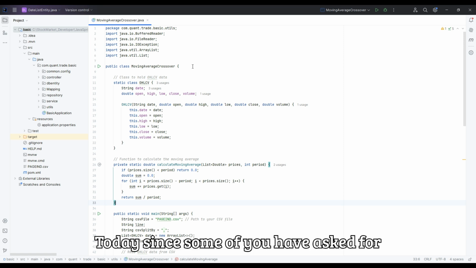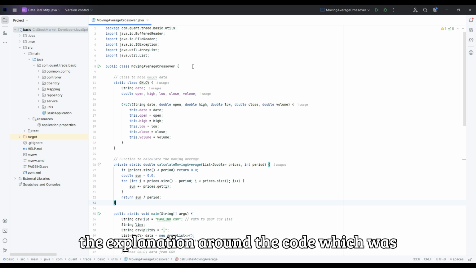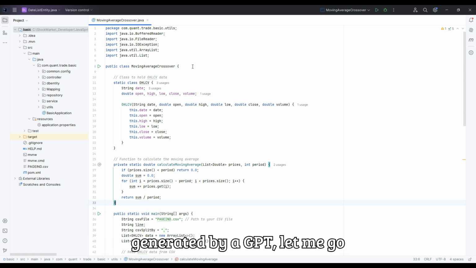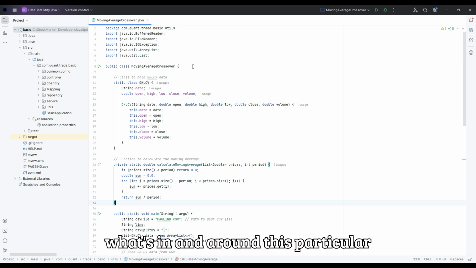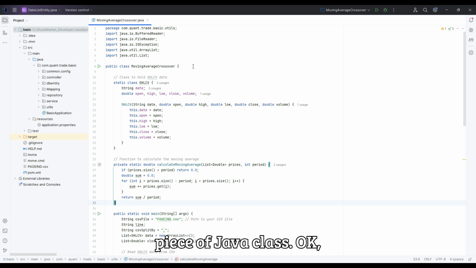Today, since some of you have asked for an explanation around the code which was generated by a GPT, let me go through and explain what's in and around this particular piece of Java class. Okay, let's dive into it.